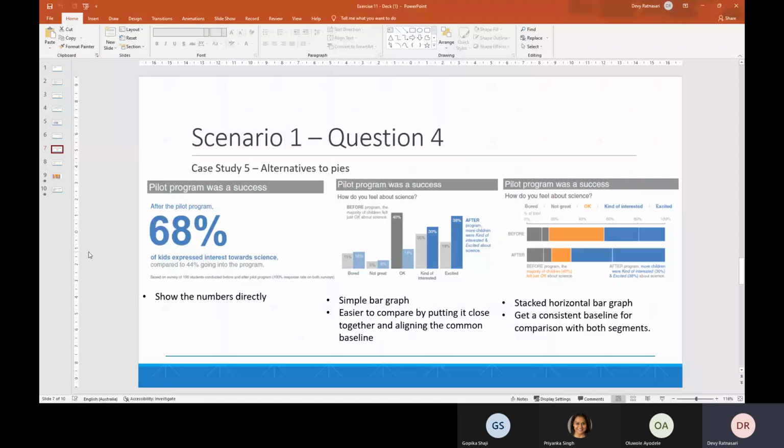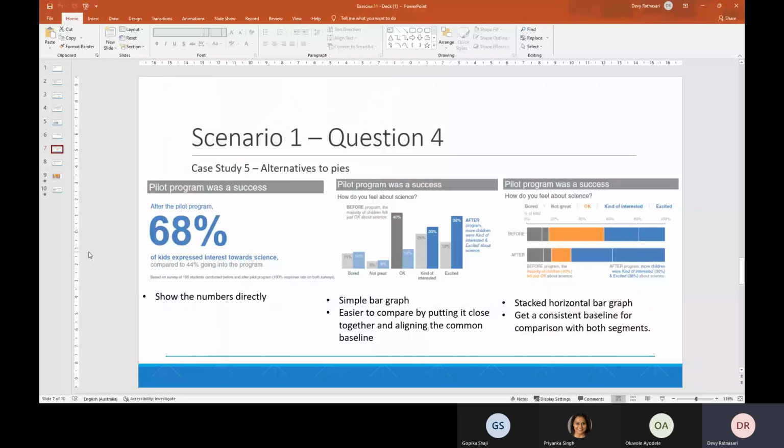And the second one, a simple bar graph. So it's easier to compare by putting it close together and aligning the common baseline. So it's easy to compare one to each other. And then the last one is stacked horizontal bar graph.